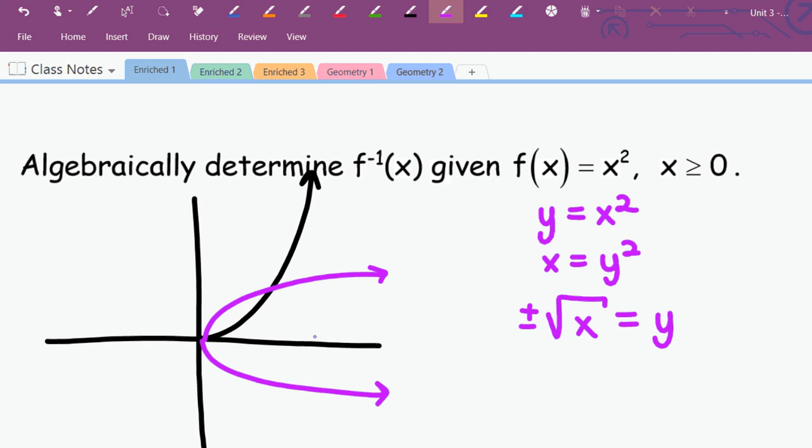This is y equals positive root x. This is y equals negative root x. I don't need both of those. Which part can I get rid of? Because it wouldn't be the inverse of the indicated graph. Look at it. What do you think?